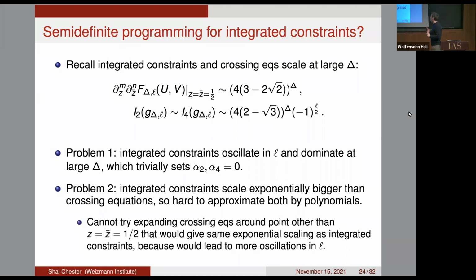Now, one thing you might try is you might say, okay, what if I just expand the crossing equations around some other point, not the crossing symmetric point, which would give some different exponential scale. You could do that, but then that would lead to oscillations in the crossing equations. So that would put you back to problem 1. And so this is the technical difficulty in combining integrated constraints with the numerical bootstrap. And this is why it took us a few years to get this working.